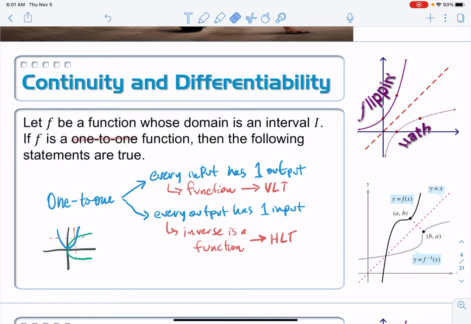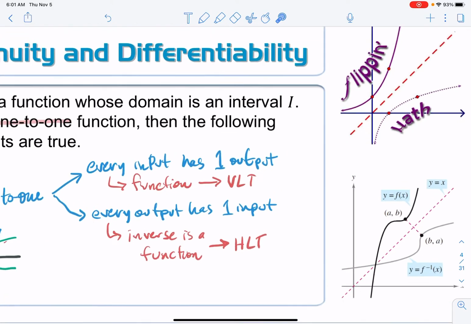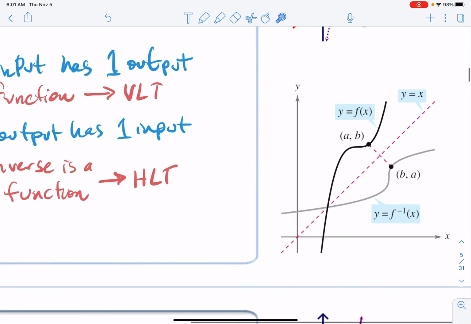Here's an example that you've been seeing every day of your high school life: e to the x and the natural log of x. It is a one-to-one function, passes both the vertical and horizontal line tests. Every input has one output, every output has one input. Here is a sample generic graph of something called f of x. You can form the inverse graphically by reflecting your graph across the line y equals x. That takes the point (a, b) and maps it to (b, a).